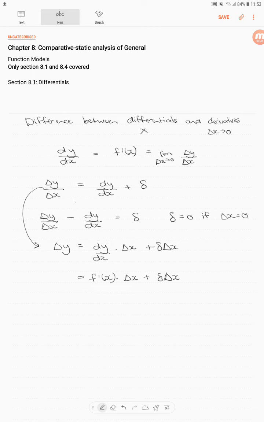This f prime of x can then be reinterpreted as the factor of proportionality between the two finite changes in dy and dx. Okay.